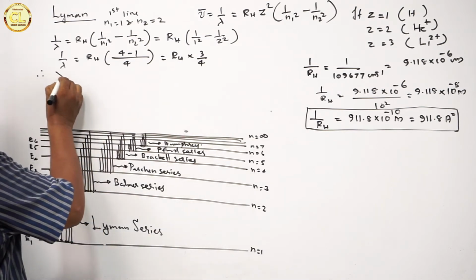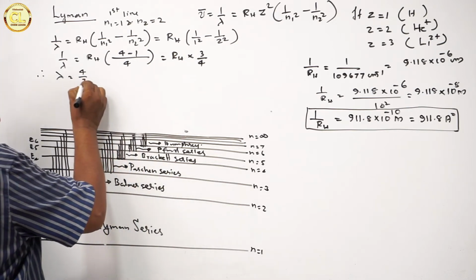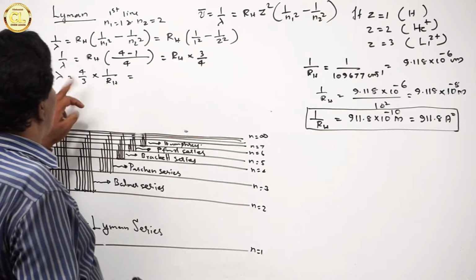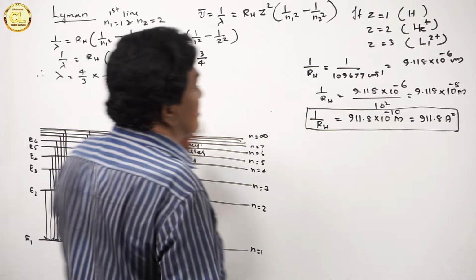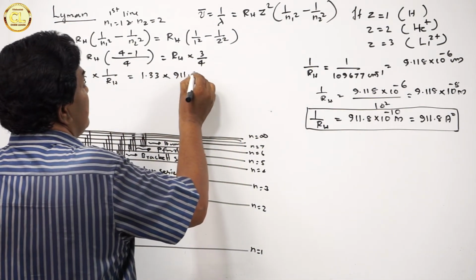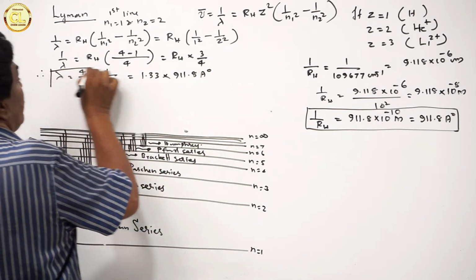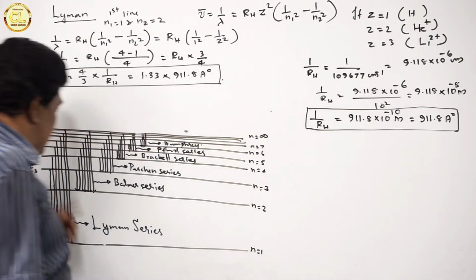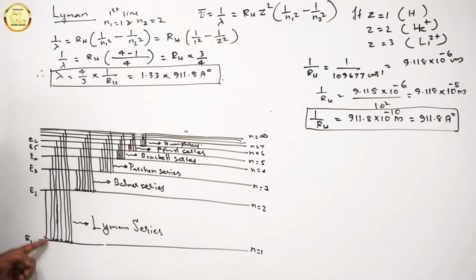Therefore, lambda is equal to the reciprocal of this. That is 4 by 3 into 1 by RH. That is 4 by 3, which is 1.33, into 1 by RH, which is 911.8 angstrom units. This is the wavelength for the first line in the Lyman series. Now let us check the second line.